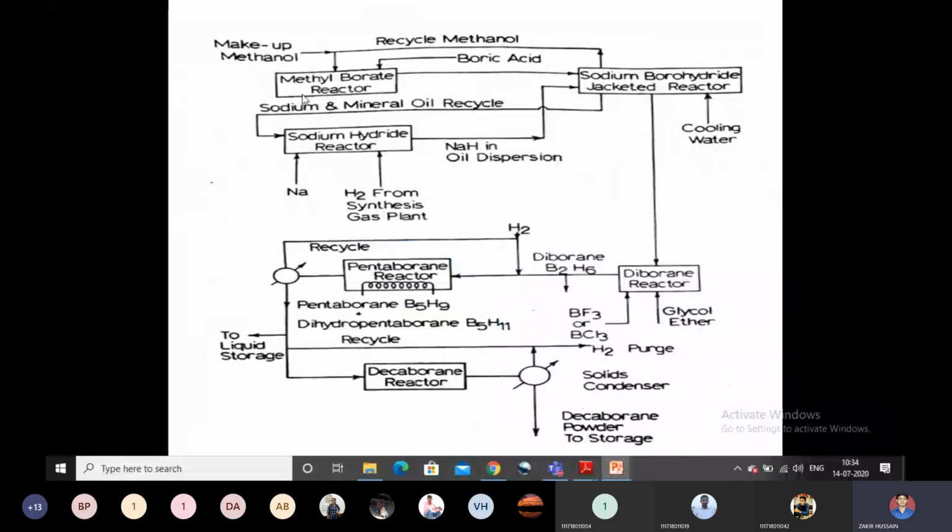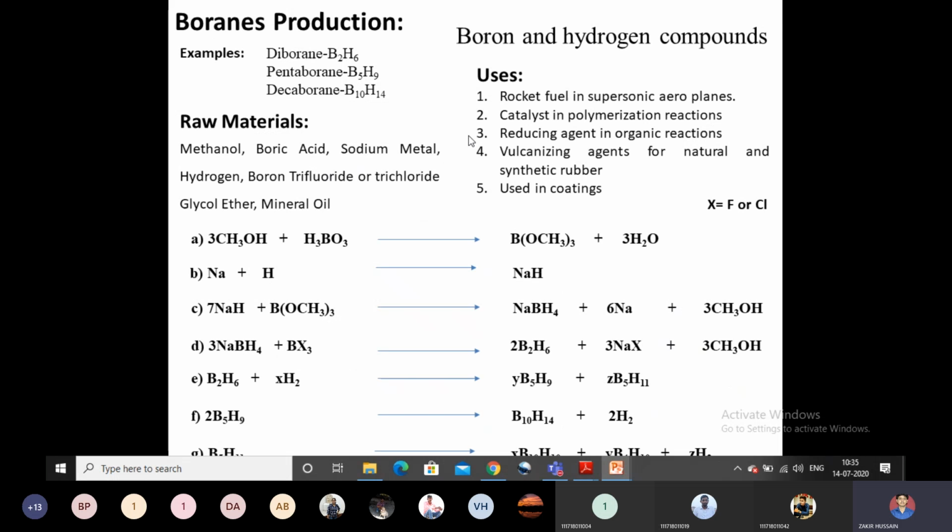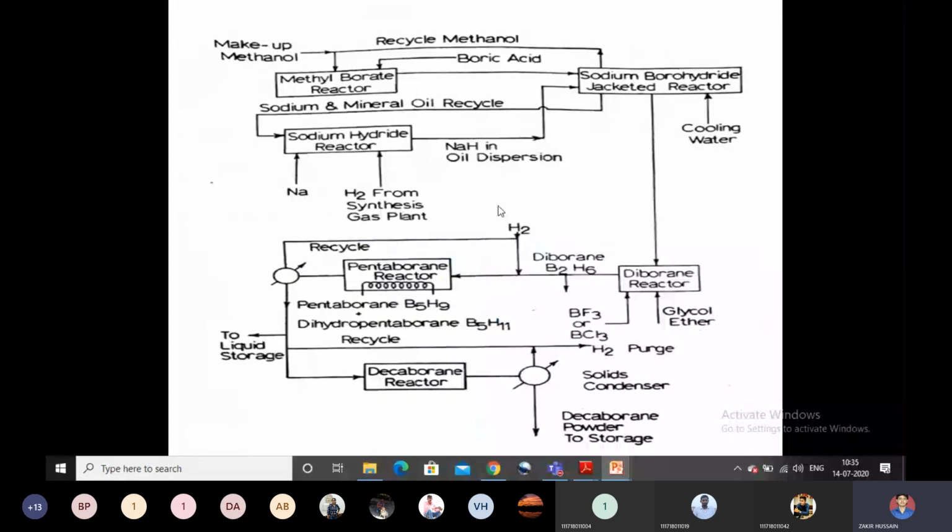Reaction A takes place in the methyl borate reactor, in which methanol reacts with boric acid to give methyl borate. The next one is the sodium hydride reactor, in which sodium metal reacts with hydrogen coming from a synthesis gas plant to give sodium hydride as per reaction B: Na plus H gives sodium hydride. The product from this reactor is NaH, and the product from the methyl borate reactor is methyl borate.